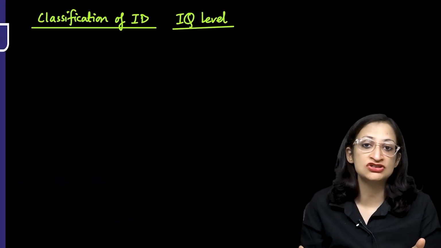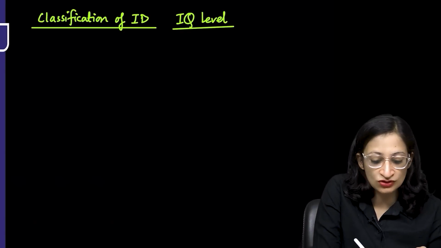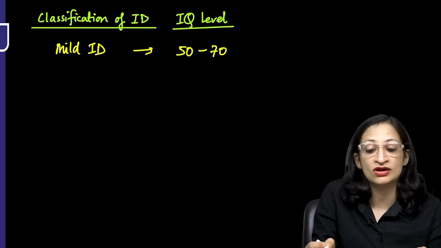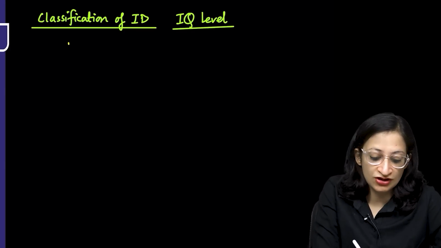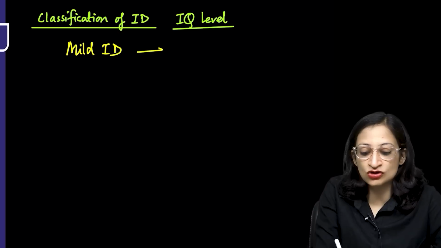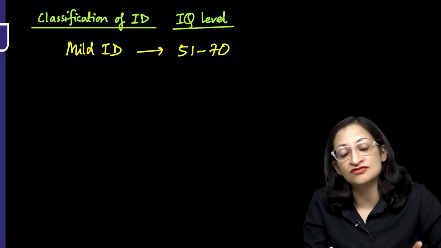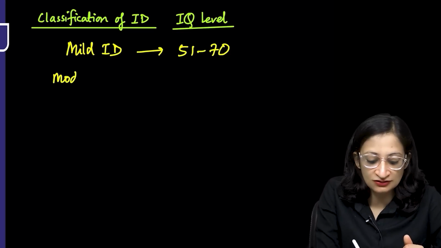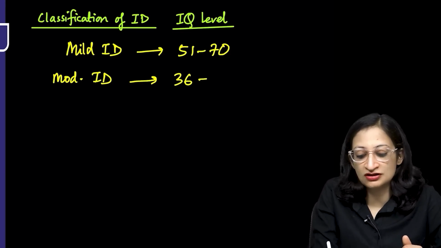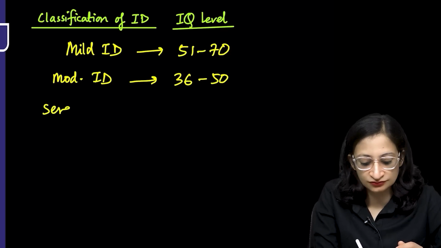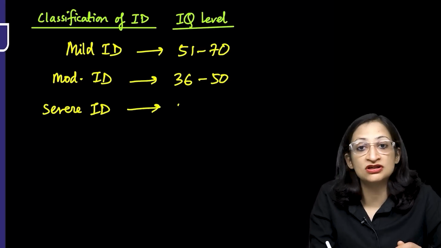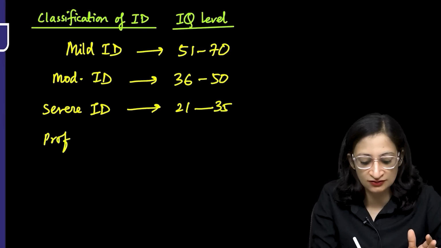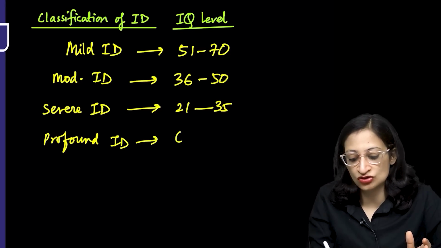There is a classification of intellectual disability based on the IQ level. We call it mild ID when the IQ level is between 51 to 70. Remember, we said the definition of intellectual disability is when the IQ is less than 70. So mild ID is 51 to 70, moderate ID is 36 to 50 IQ, severe ID if the IQ is between 21 to 35, and we call it profound ID, the most severe variety, if the IQ is between 0 to 20.